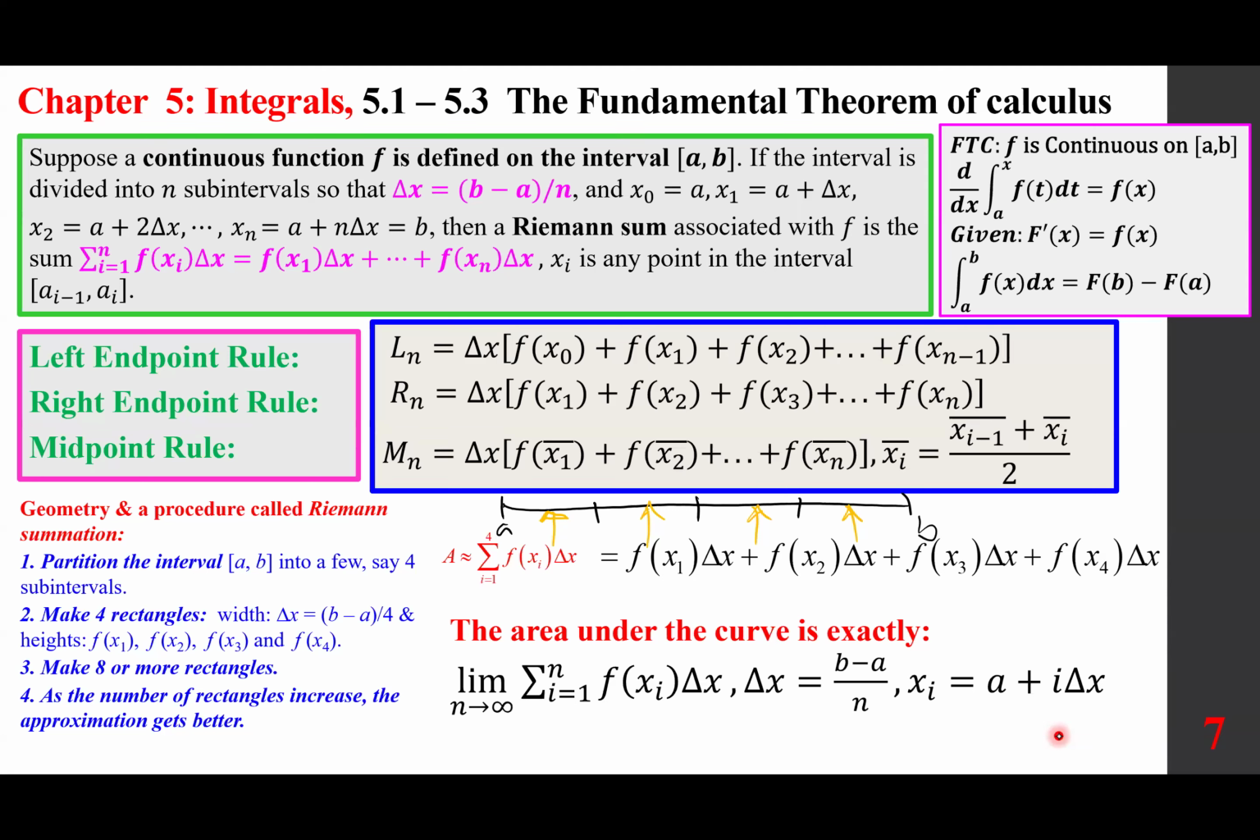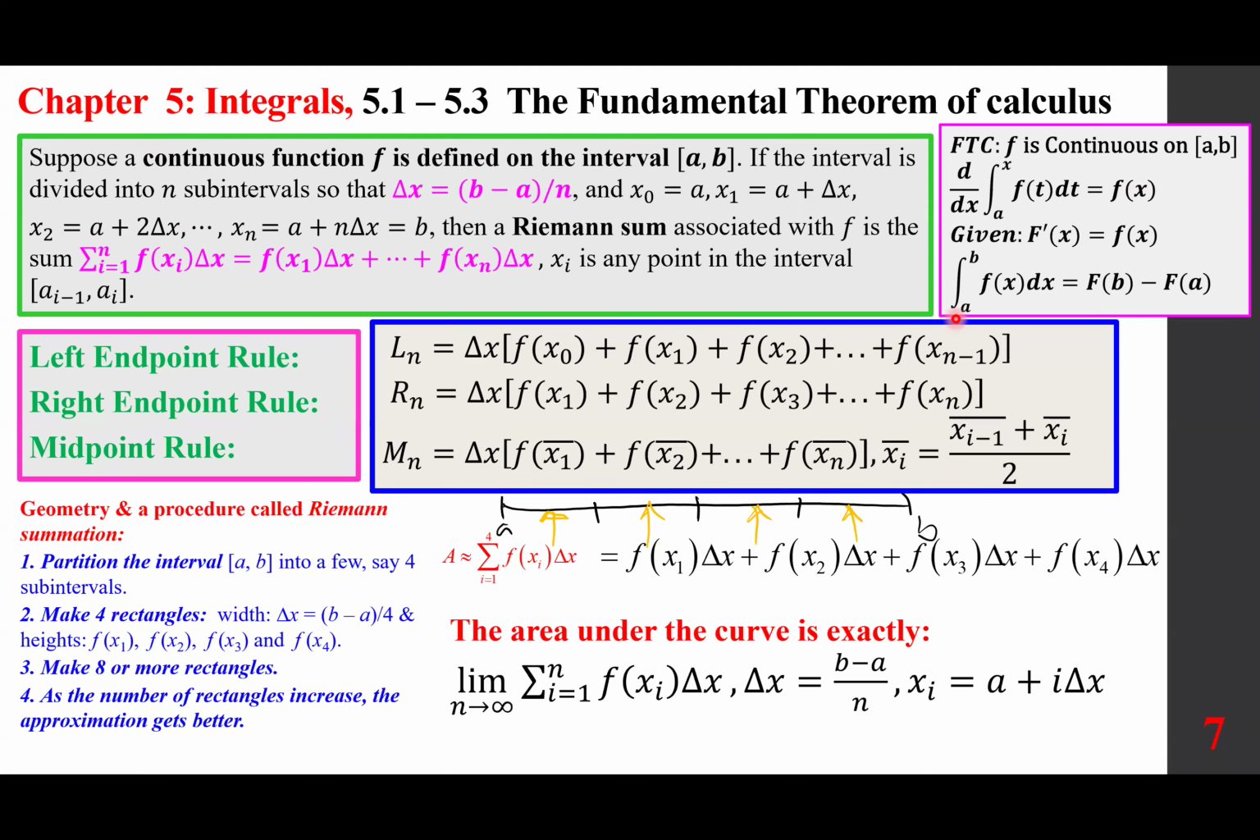Now, FTC has 2 parts. One of them, in the interval of a to b, and of course f is a continuous function: d/dx of the integral from a to x of f(t) dt is f(x). That means if you take the integral from some number to x and then differentiate it with respect to x, you get the function back. So that means differentiation and integration undo each other.